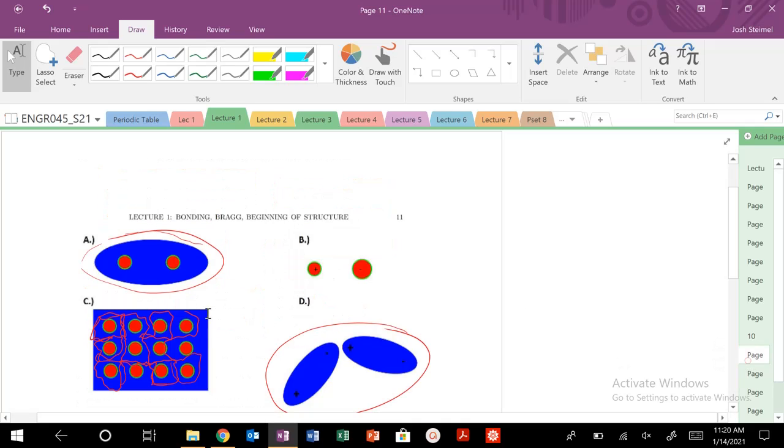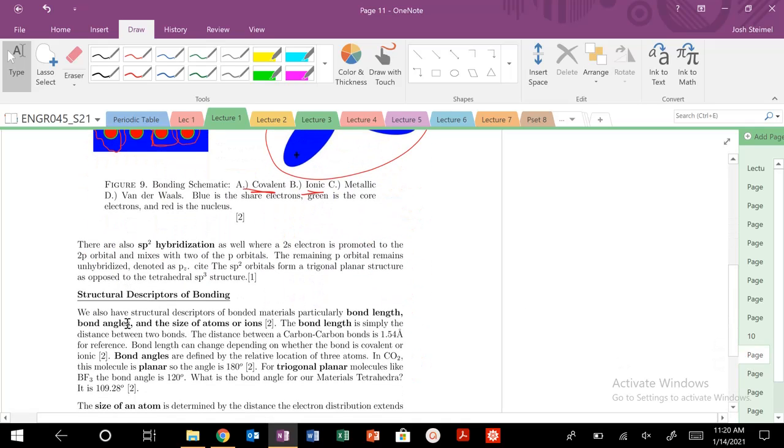Again, let's go ahead and backtrack on this. In sp2 hybridization, the 2s promoted to the 2p mixes with 2 of the p orbitals. The remaining p orbital remains unhybridized, and it's denoted as pz. So sp2 orbitals will form a trigonal planar structure as opposed to the tetrahedral.